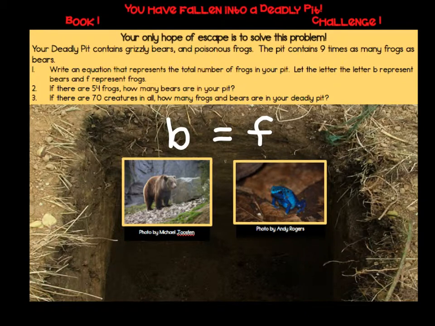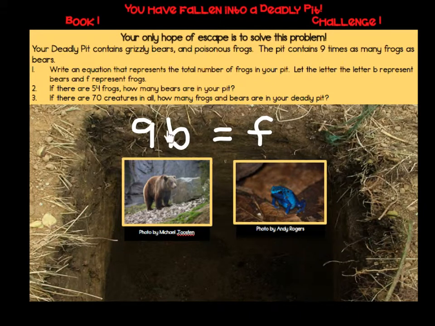And now I'm told that there are 9 times as many frogs as bears. So there's more frogs than bears, right? And how many more? Well, 9 times more. So I can simply write a 9 in front of that B, and that means 9 times bears equal frogs.